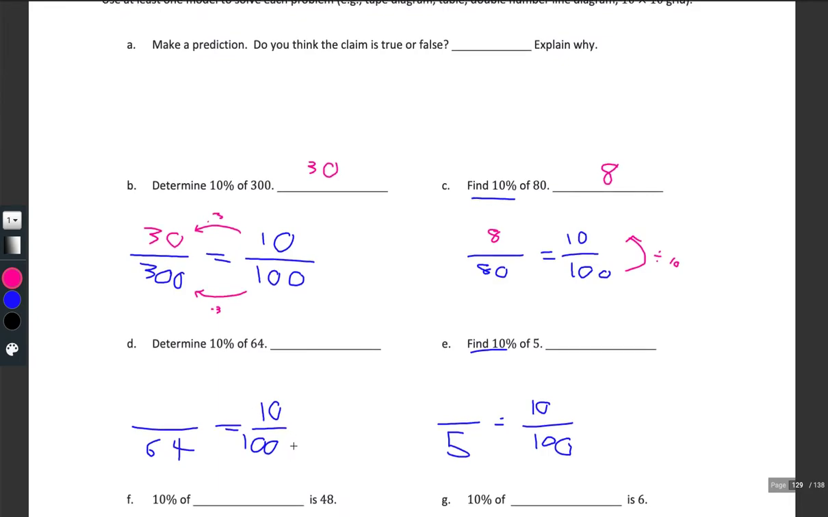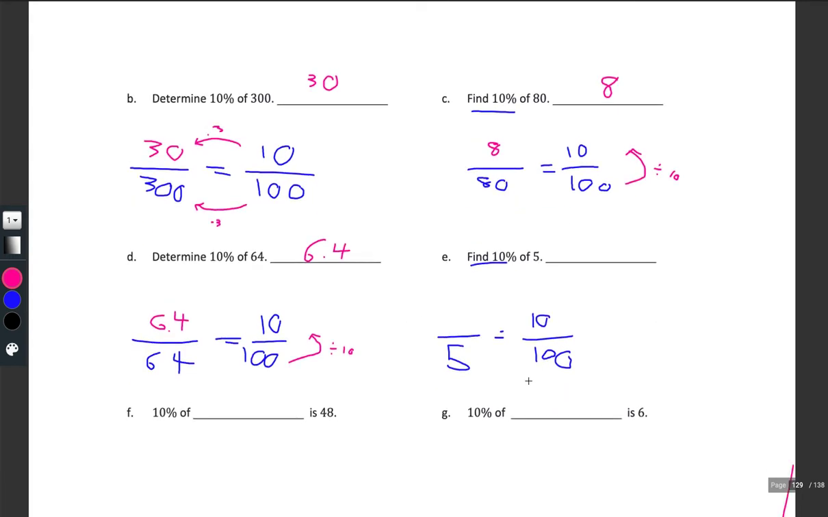10% of 64, this one again, 64 doesn't go in super evenly, so I could divide this by 10. 64 divided by 10 is 6.4. Hopefully you're already seeing that this is true. And 10% of 5, here's another pattern I see. I could divide this by 20. 10 divided by 20 is equal to 5. So 10 divided by 20 would be 10 over 20, or that's 1/2.